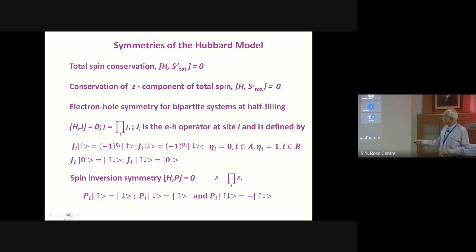Okay, J_i operating. So up is going to give me minus 1 to the power eta_i times up, and up down will give me, this is 0. Down up will give me 0, and down will give me minus 1 times down, and these two will be off diagonal, operating on 0 will give me doubly occupied. Doubly occupied will give me 0. So the J are actually electron hole symmetry operators, and because they are operators, they are matrices.